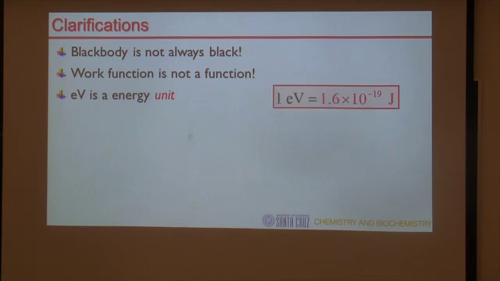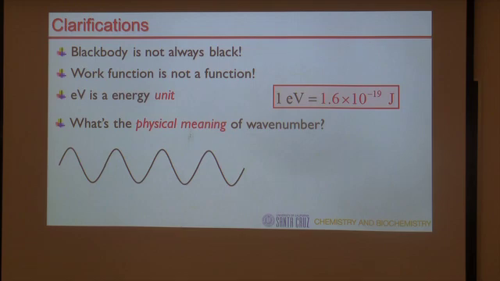And 1 electron volt equals 1.6 times 10 to the negative 19 joules. Okay? This is just a unit. And I bet some of you still are not clear about the physical meaning of wave number, the new unit we introduced. What does that mean? I'll give you a picture of the wave.